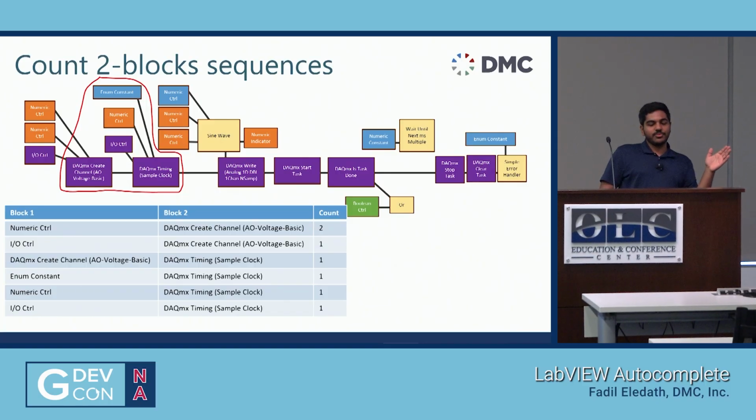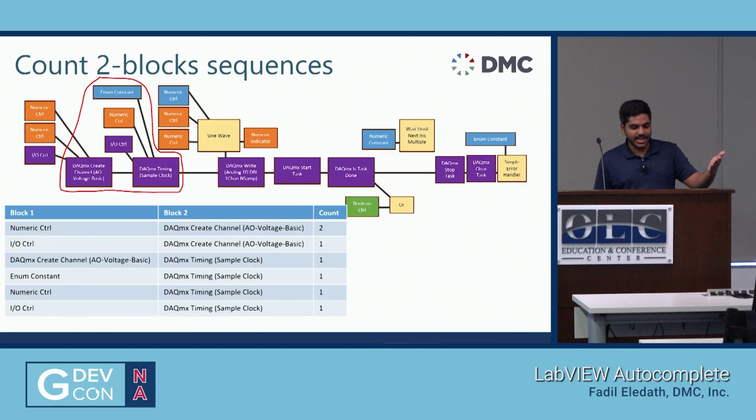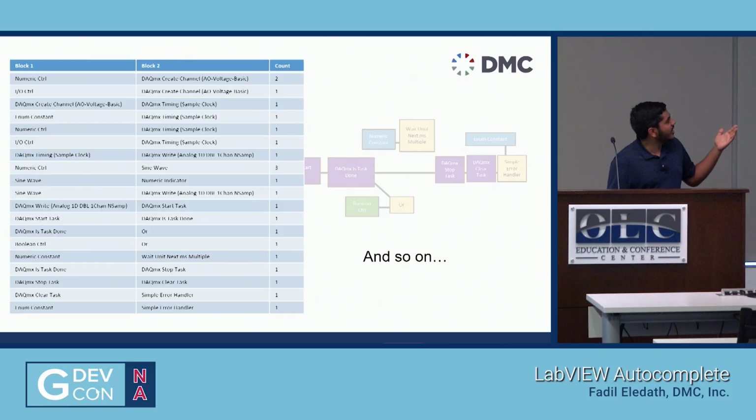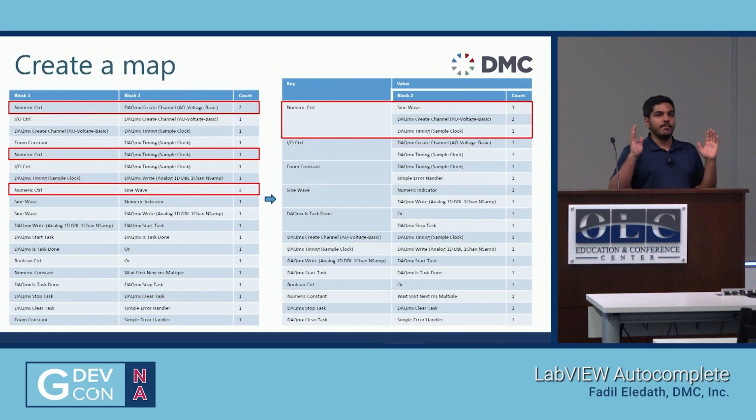So we do that for more of the blocks. DAQmx create channel analog output voltage basic is followed by DAQmx timing sample clock. And I'm not going to repeat myself over and over again. We do this for the rest of the VI. We have this nice table. What do we do now? We convert it into our model.